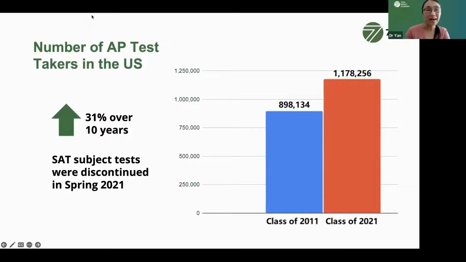Actually, they made that formal announcement when they decided to drop SAT subject tests. Yeah, so that makes the AP test even more important. Yeah, definitely. So I think that's what we highlighted. Oh yes, Julie, did you want to add anything?